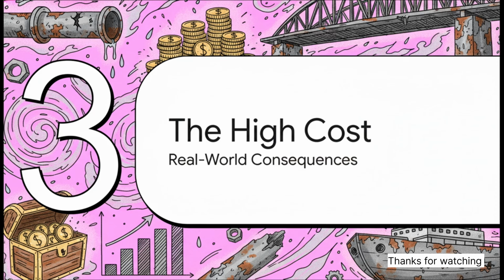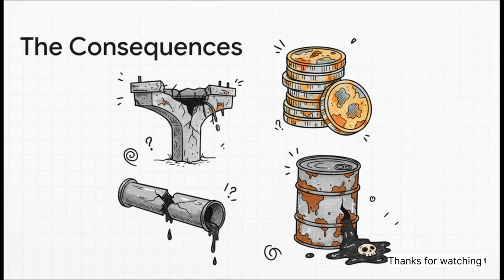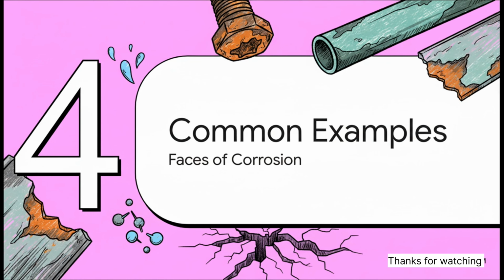Big deal, right? Well, let's talk about why it's a very big deal, with some major and often very expensive real-world consequences. The impact is just huge. It weakens the very structures we rely on, from bridges to pipelines. The economic hit from constantly having to repair and replace things is in the billions. Not to mention, it can lead to some really serious safety and environmental problems when things fail. Okay, let's look at a few of the different faces of corrosion. I guarantee you'll recognize these from your day-to-day life.